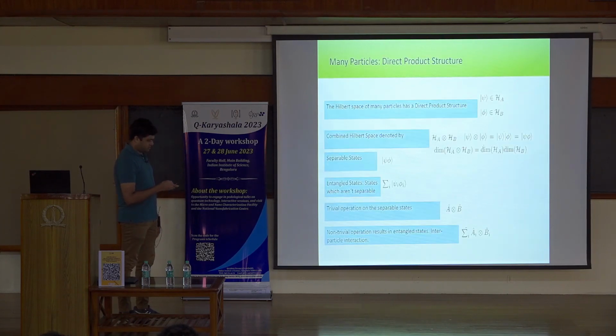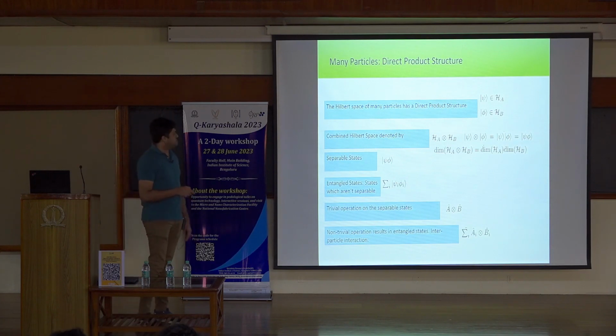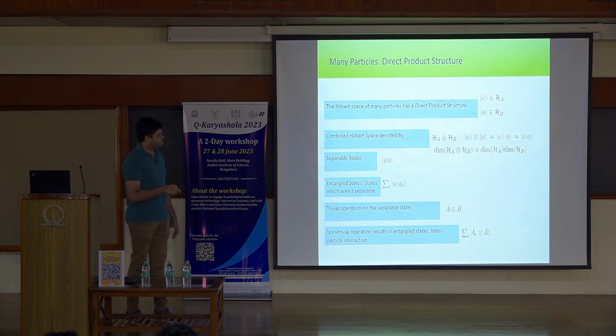Okay, so when you have multiple particles in the system, you get something known as a direct product structure, right? So the total Hilbert space of the system is a product of the Hilbert spaces of this and that. And any state is made up of states of the form phi belonging to HA and psi belonging to HB. And you can, of course, add any arbitrary number of such states. And those which can be written in this form are known as separable states.